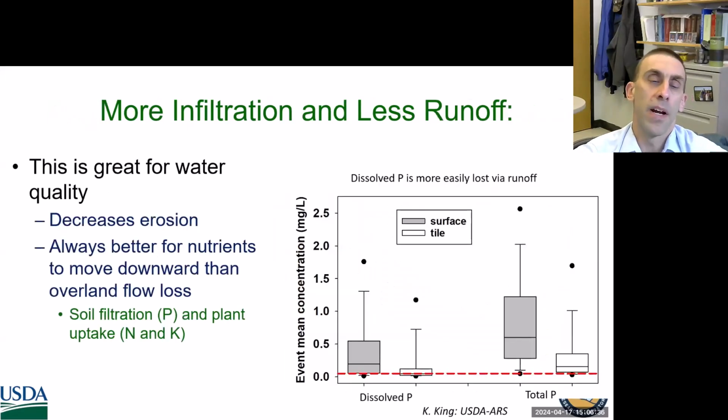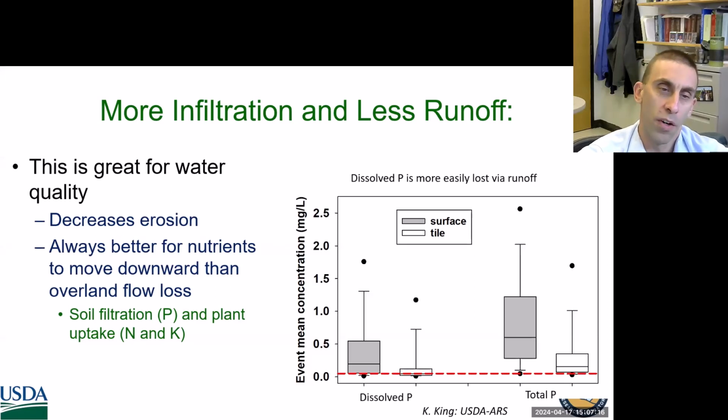And this is a good thing, especially for water quality. Decreasing erosion is always a good thing. Sediment itself is the number one pollutant in the United States, probably the world. In addition to the sediment itself being a problem, the nutrients bound on those sediments are a problem as well, especially phosphorus. Phosphorus bound to sediment is called particulate phosphorus. With water tending to move downward when you have improved soil health rather than off, that's always a good thing for nutrient transport. It's better to have water and nutrients move down rather than off.